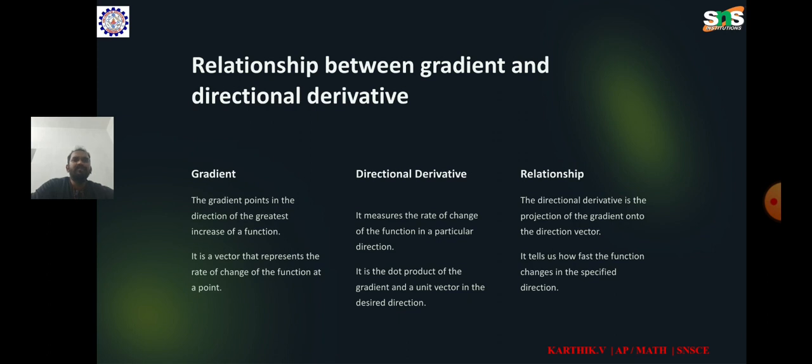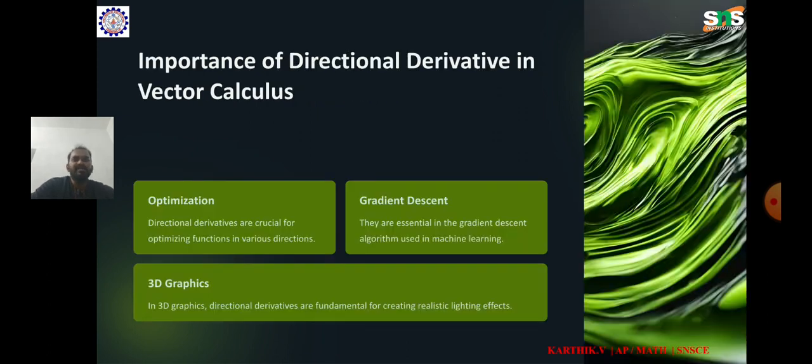Next, applications of directional derivative in real life scenarios. First, agricultural slope monitoring. Directional derivatives can be used to assess the rate of change of soil elevation along different directions on agricultural slopes. Second, crop yield prediction. Directional derivatives can also be applied to analyze the rate of change of crop yield across different regions of a field.